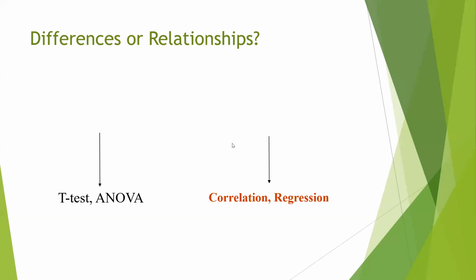Okay, so what is happening here? When my objective says I am examining differences between groups, groups meaning variables or different types, then what we have to do is apply the t-test and ANOVA.